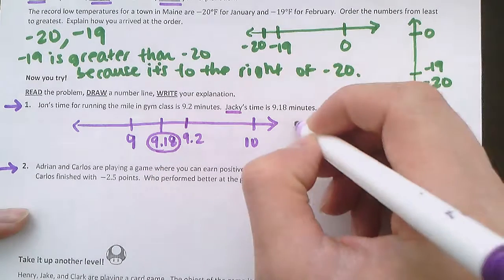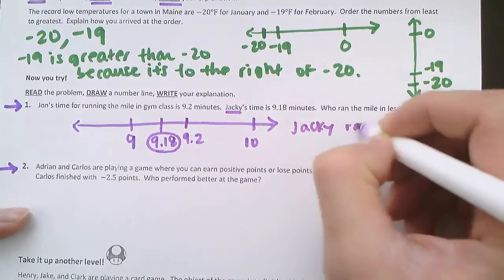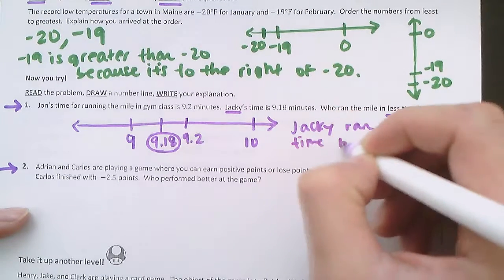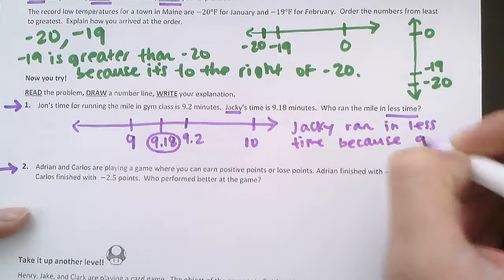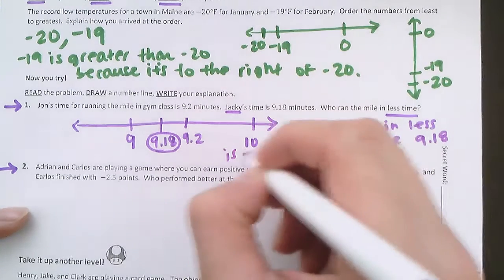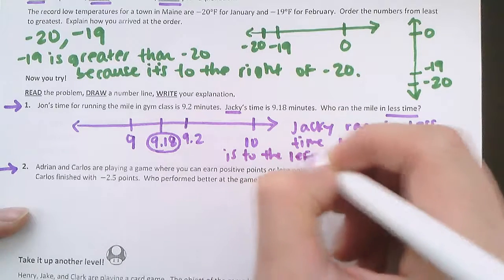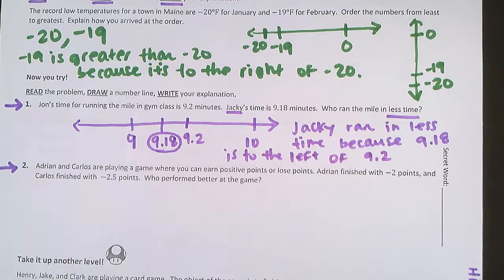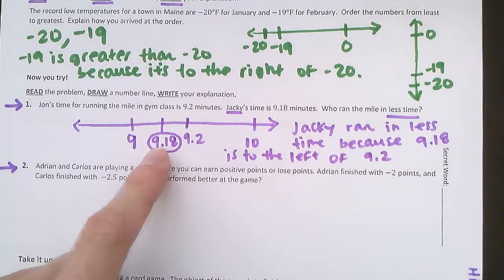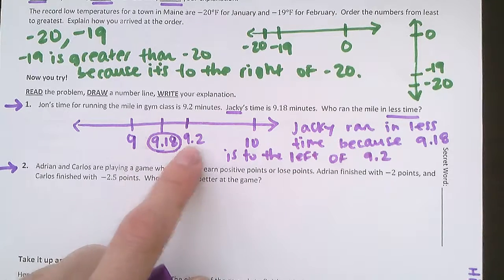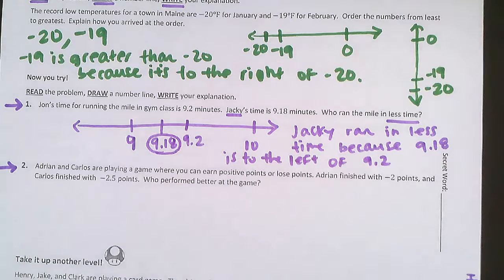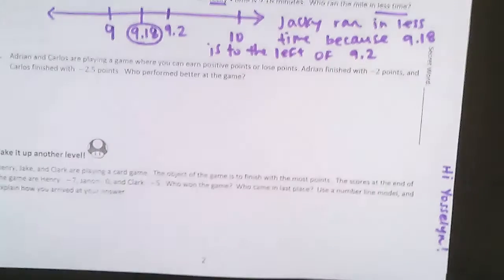And I could say Jackie ran in less time because 9.18 is to the left of 9.2. So Jackie ran it in less time because her time was to the left of John's time. All right, if you got that on your own, 2 gold stars for you. And let's move on. Number 2.